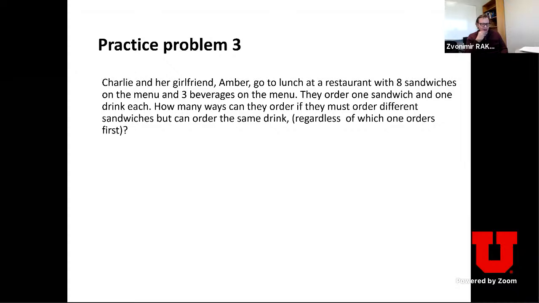Okay, so yeah, give it a try. The way I went about this is that I calculated the different ways we can order sandwiches, and then the different ways we can order drinks, and then I combined those to get the final number. Okay, so give it a try. I'll give you maybe 3 minutes, and then I'll solve it for you guys, and then we'll answer any questions you might have.